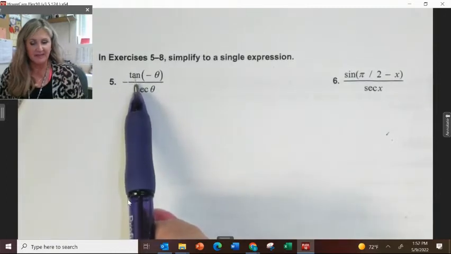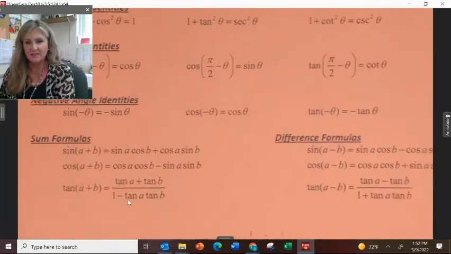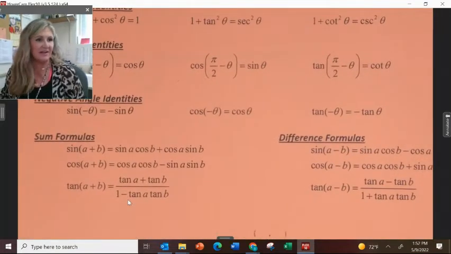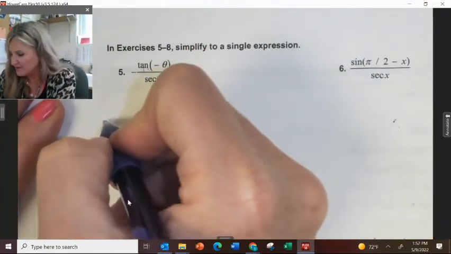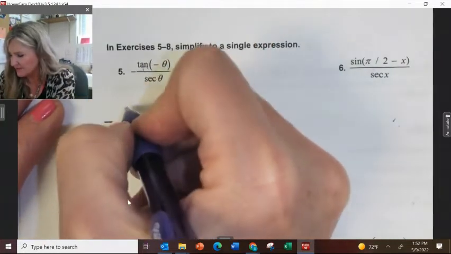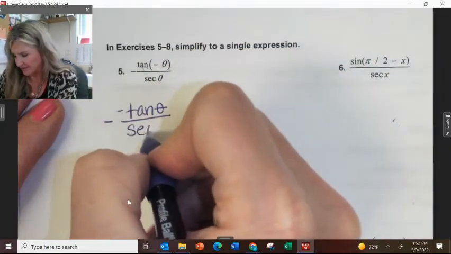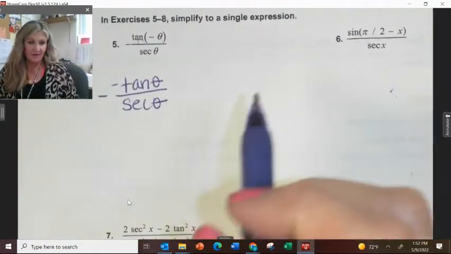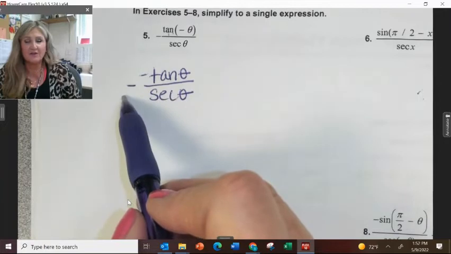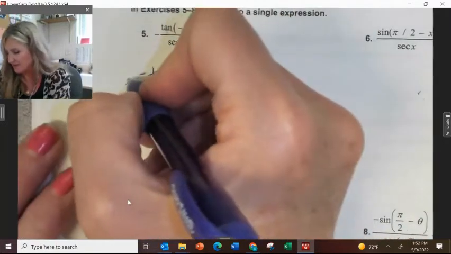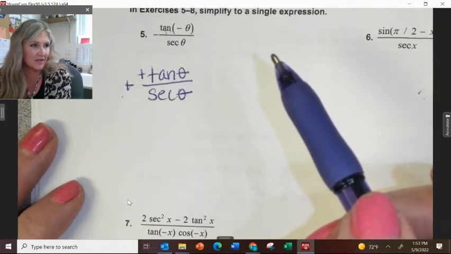Okay, let's take it one step at a time. Tangent of negative theta. Look at your list. What's another name for tangent of negative theta? Negative tangent theta. So I already have this negative out in front. This is going to get replaced with negative tangent theta, and it's over secant theta. Well, I don't have this down to a single value yet. If I have a negative over a negative, what's that going to be? Positive.